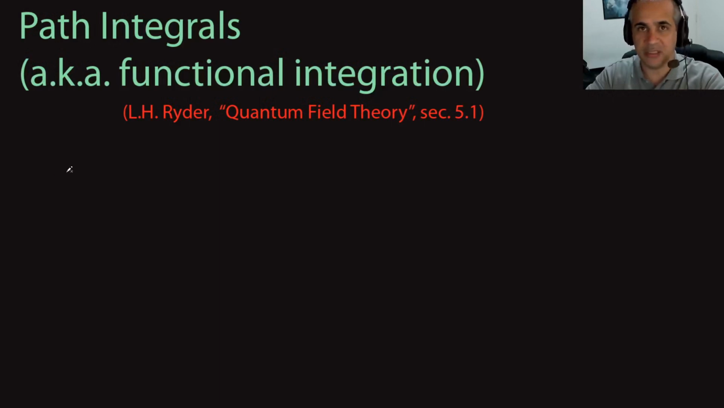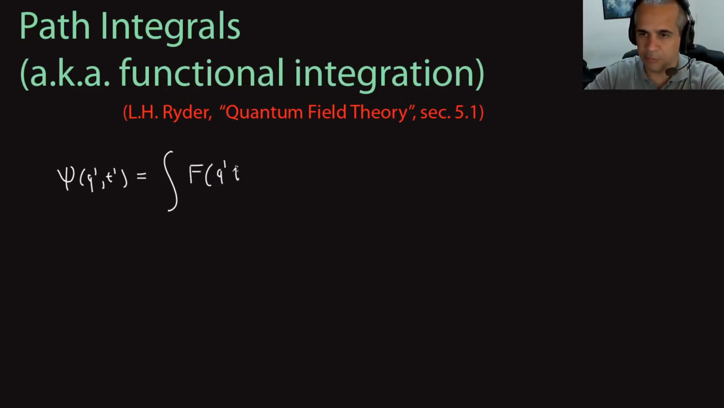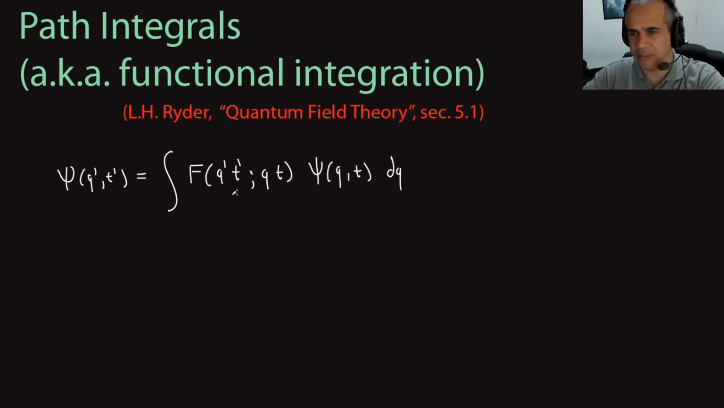Let's start by imagining a transition between two different quantum states, written in this way. So I have a wave function which I'm looking at point q prime at time t prime, and I'll write this quantum state in terms of a transition from a previous one. So I have this F of q prime t prime, q t, and another wave function that I'll call psi of q t, and I'm integrating over q. I'm just trying to imagine a very simple one-dimensional example.